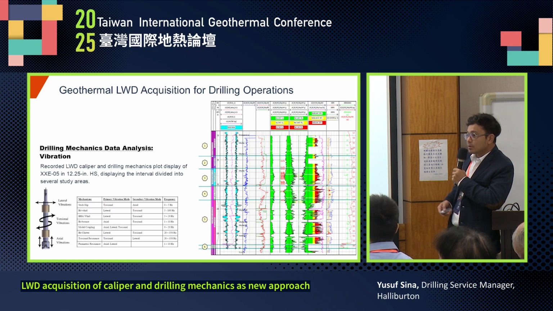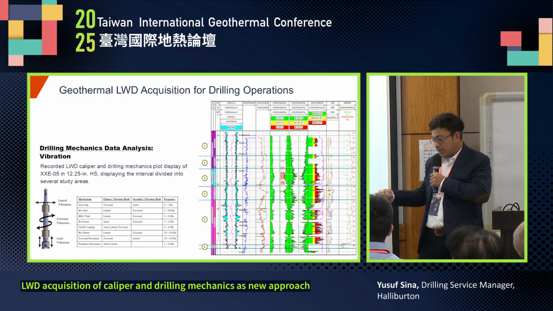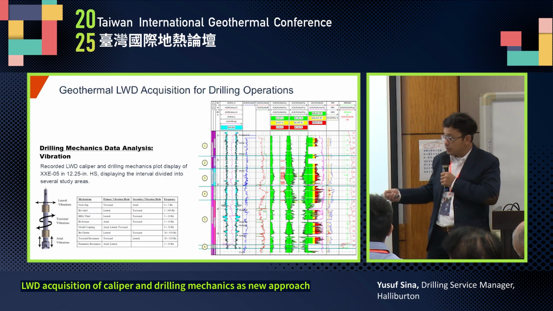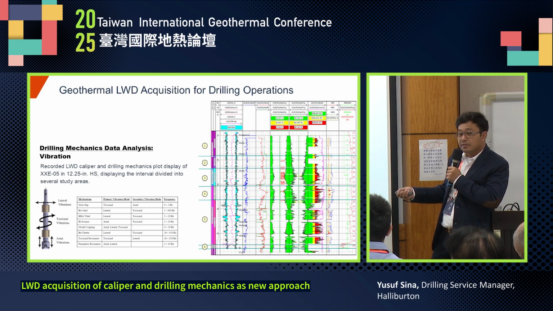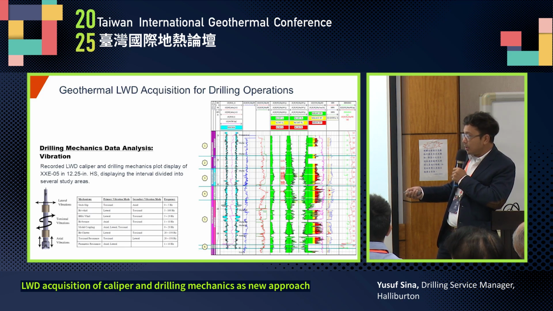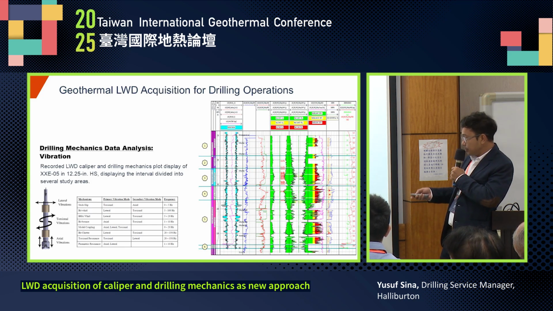Okay, the next one, we are also looking into the vibration, right? Some of you may know the vibration modes consist of 3 axes: the lateral, the torsional, and the axial vibration. By these 3 different axes, we can see 9 different types of vibration here, the combination of the axis and the frequency where the vibration happens. So that's the basic one.